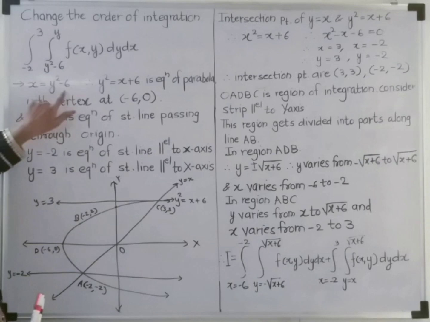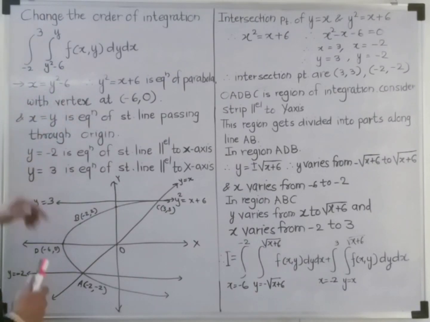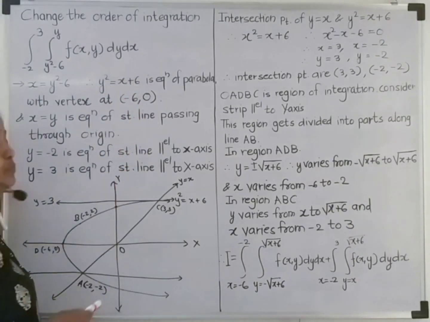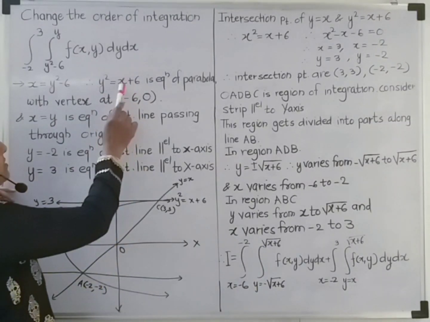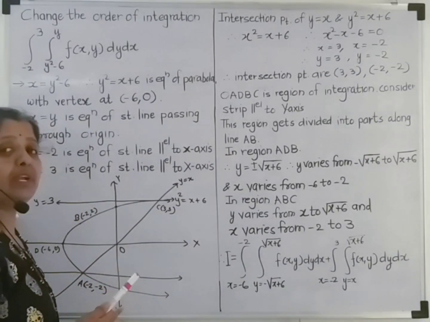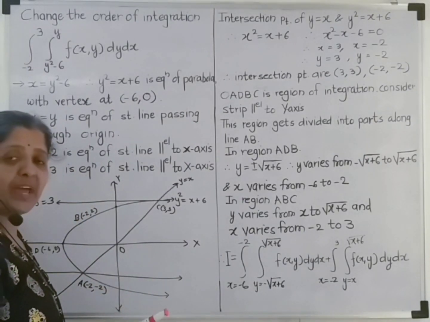Now x equal to y square minus 6. This is the lower limit for x. So x equal to y square minus 6 means y square equal to x plus 6. You know that this is the equation of a parabola, but this is not the standard parabola. So how will you know how to draw this parabola?